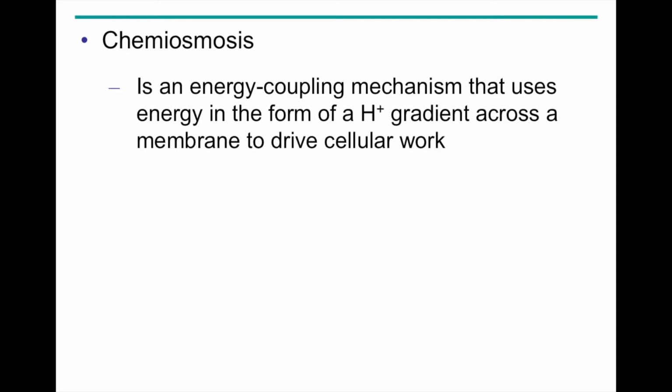Okay, chemiosmosis is an energy coupling mechanism, so we're talking about the coupled reaction again, that uses energy in the form of a hydrogen plus gradient across the membrane to drive cellular work. So it's coupled because of this hydrogen gradient. If the gradient wasn't formed, the entire rest of our reaction would not occur.